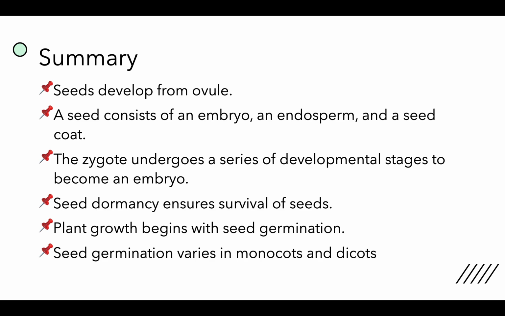Lastly, seed germination varies in monocots and in dicots. In a monocot such as corn, a sheath-like coleoptile covers the shoot until the first foliage leaves develop. The cotyledon remains below the ground. On the other hand, in green beans and some other dicots, the cotyledons emerge from the ground. They carry out photosynthesis until the first foliage leaves form.